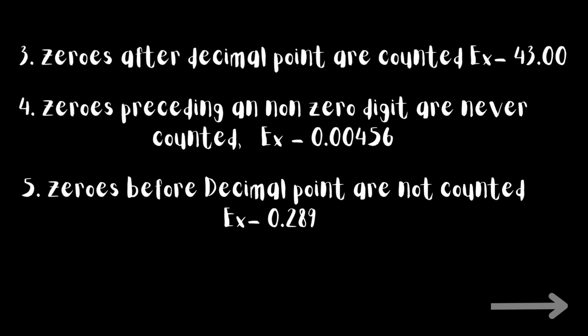So if we take an example as 0.00456, as per the rule, the 3 zeros are actually not counted and the number of significant digits is 3, students. Students, the fifth rule is zeros before the decimal point are not counted. So if we take an example as 0.289 given here, the number of significant digits is only 3, where 0 is not counted as it is before the decimal point, students.